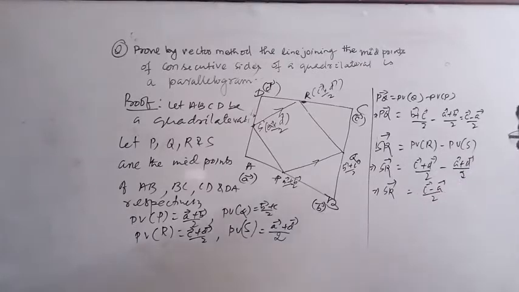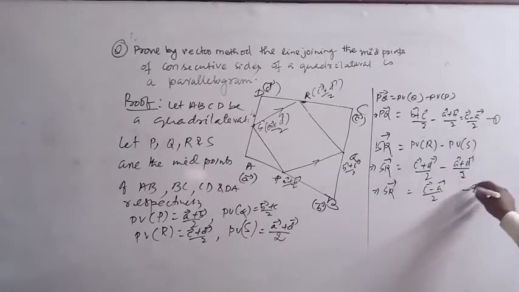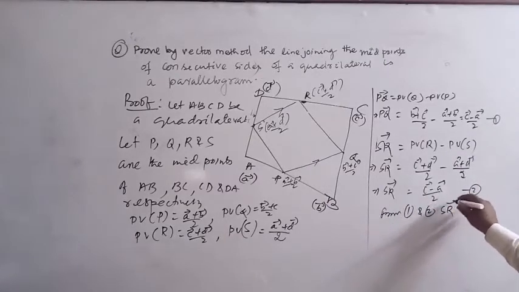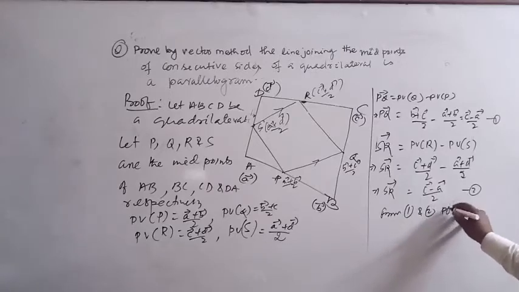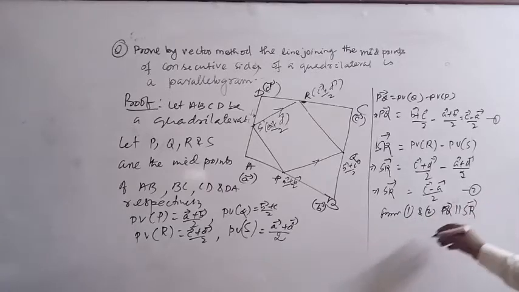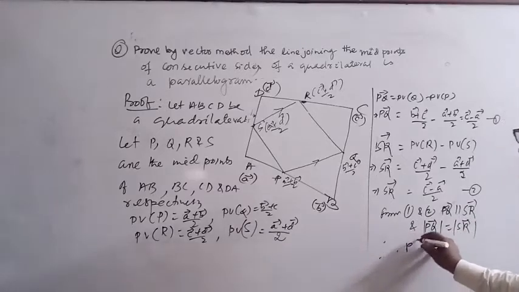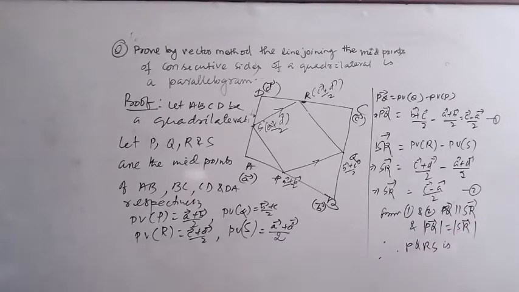Clearly, suppose this is 1 and this is 2. From 1 and 2, PQ is parallel to SR, and also the magnitude of PQ is equal to the magnitude of SR. Therefore PQRS is a parallelogram.